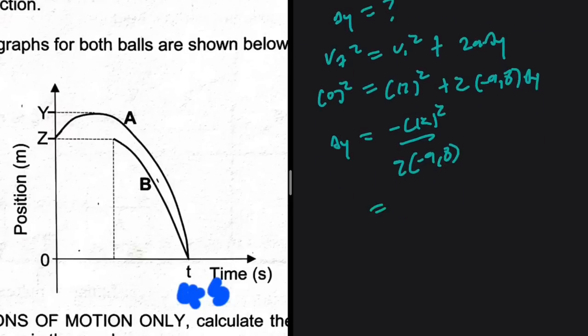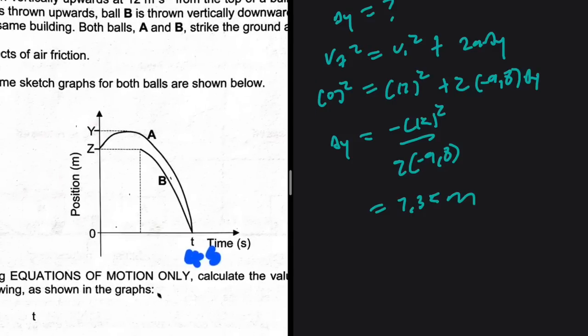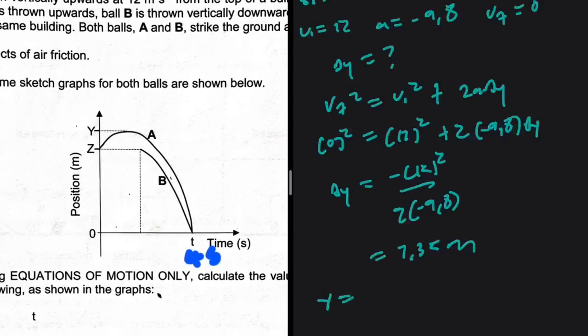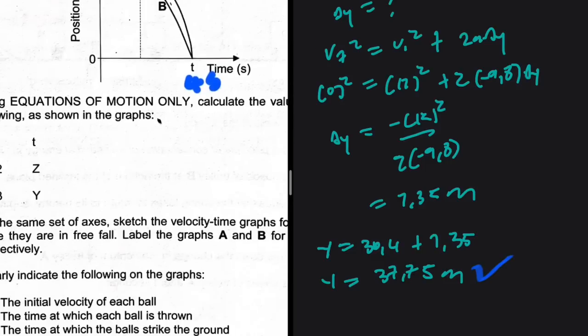So delta y is equal to minus 12 squared divided by 2 multiplied by minus 9.8, so 12 squared divided by 19.6. This is 7.35 meters, right? But y is not going to be 7.35 meters. Y is going to be equal to 30.4 plus 7.35. I know we just lost some people there. I know somebody didn't add the two numbers. So y is equal to 37.75 meters. So there we go. That is the value of y.